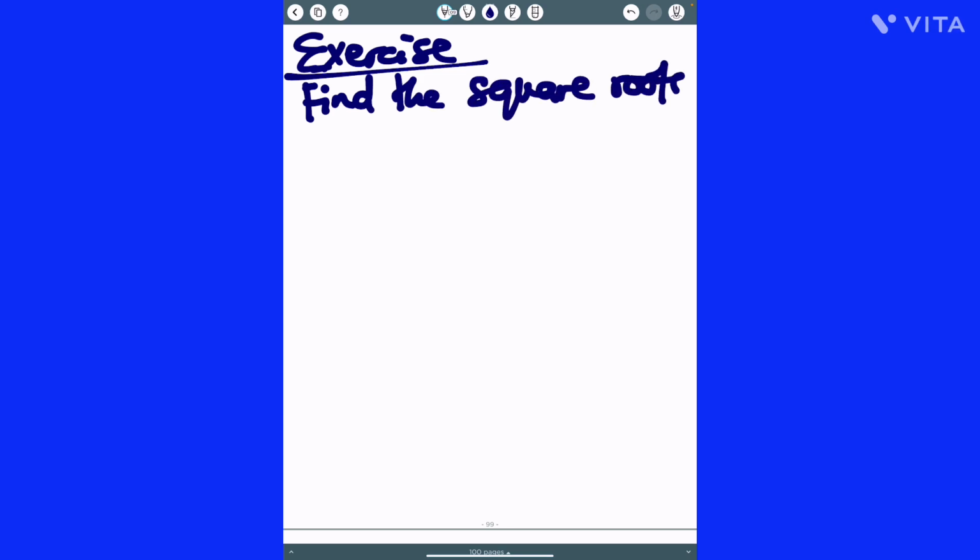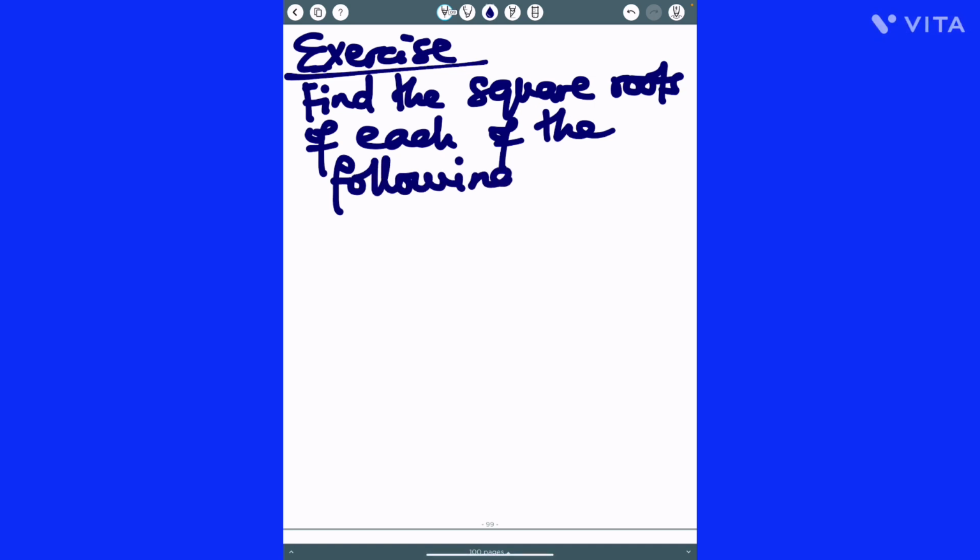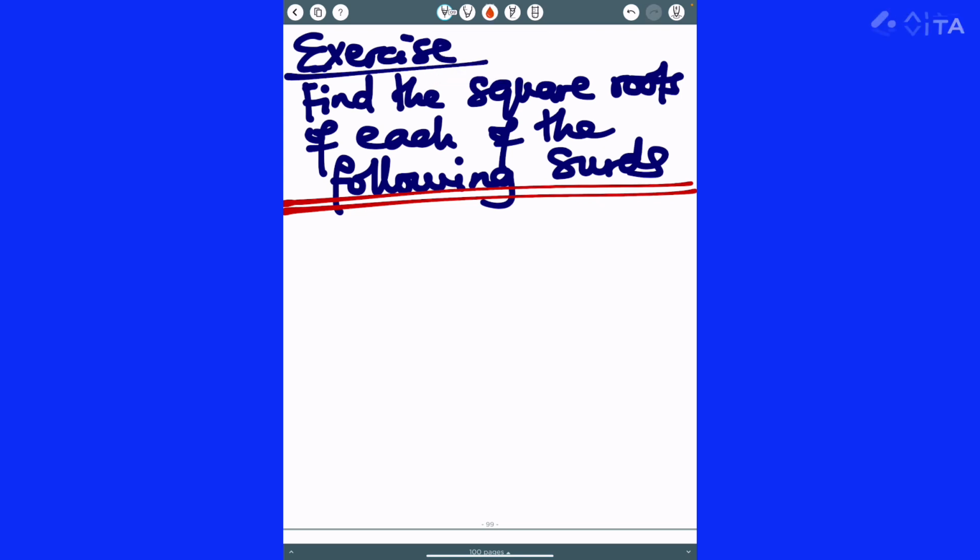Find the square root of each of the following surds. So let's form the questions together. I'm going to show you some of the things we do behind your back here.